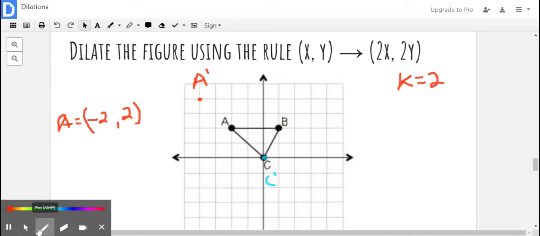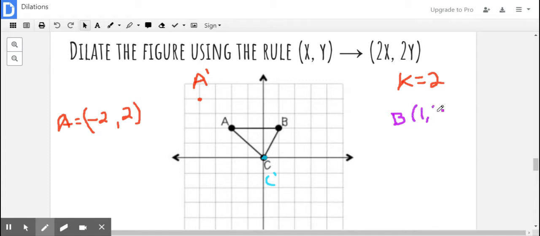And then for B, our point B is at the point 1 comma 2. And if I'm going to double those points, those parts to get to B prime, I'm going to double it to become 2 comma 4. And that would take it right up here to be B prime.